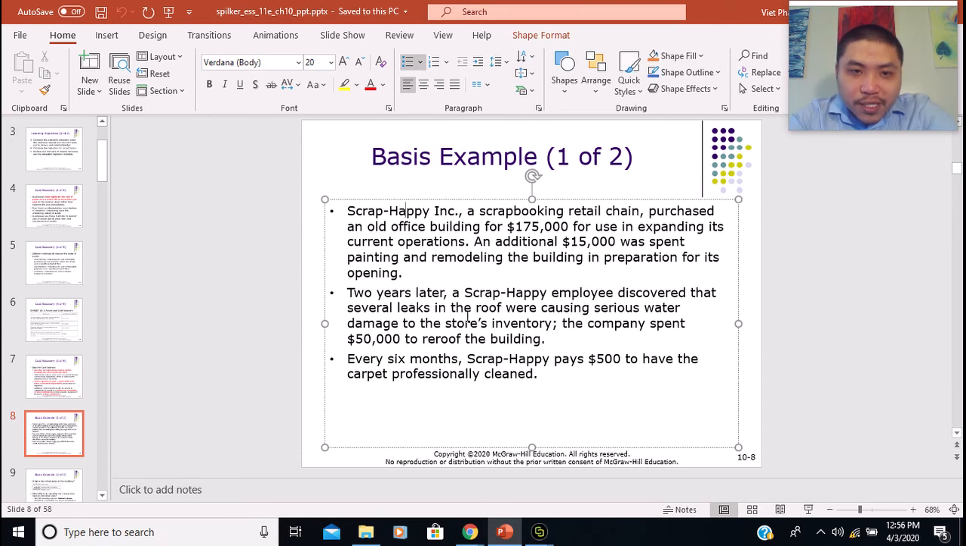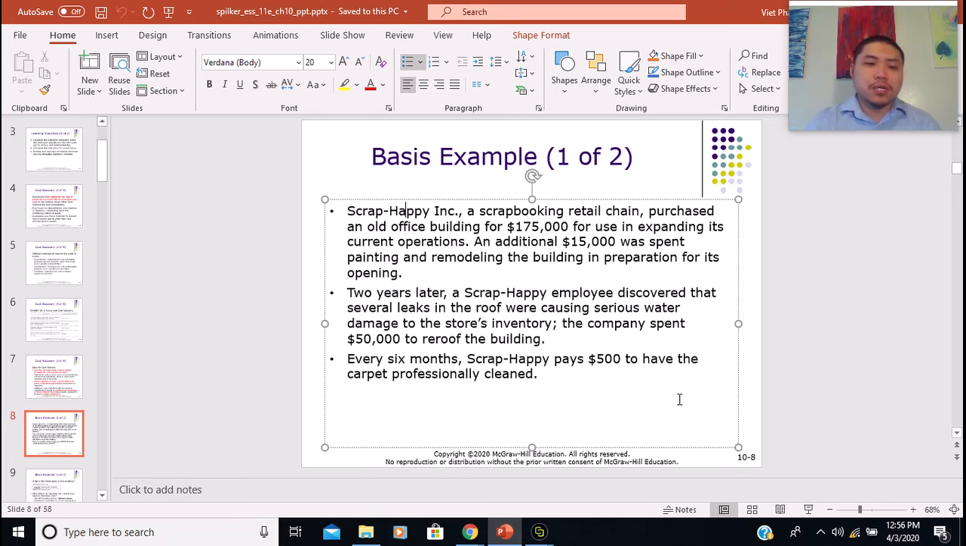Right, so this company, Scrap Happy Incorporation, a scrapbooking retail chain, purchased an old office building for $175,000 for use in expanding its current operations. An additional $15,000 was spent painting and remodeling the building in preparation for its opening. Two years later, a Scrap Happy employee discovered that several leaks in the roof were causing serious water damage to the store's inventory, and the company spent another $50,000 to re-roof the building. And every 6 months, Scrap Happy pays $500 to have the carpet professionally cleaned.